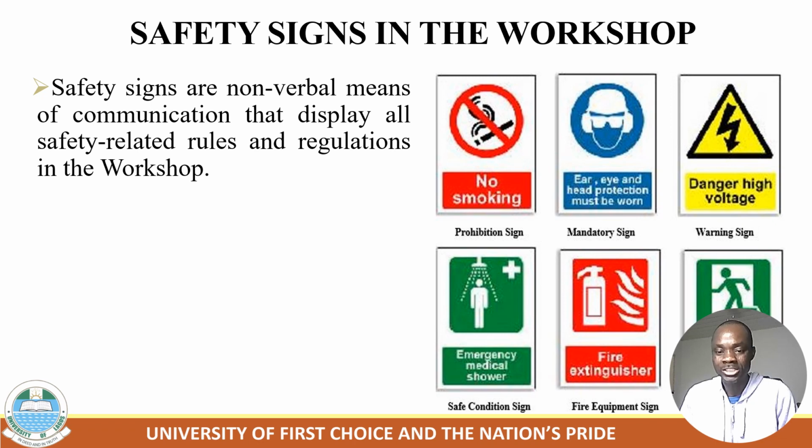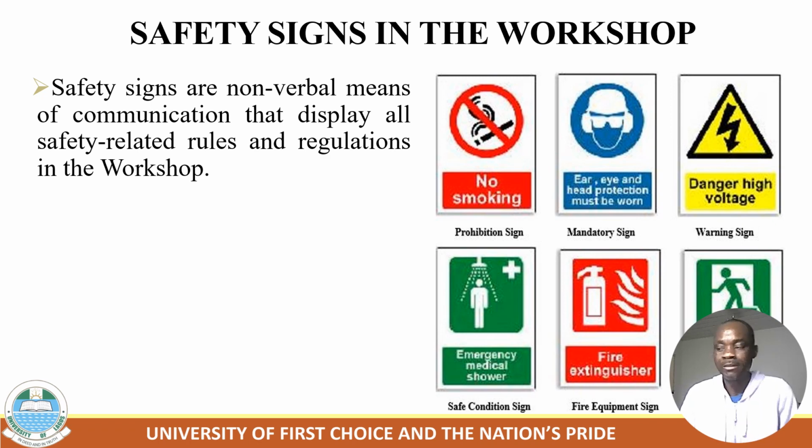And also we have a mandatory sign. Mandatory signs are the signs that tell you what to carry out, what to do at the right time, at the right place in the workshop. It has a round blue background with a pictorial of what must be worn. Like this one, you see here muff, you see helmet, you see a safety goggle. So that mandatory sign is telling you that here, eye and head protection must be worn. That is a mandatory sign of what should be carried out.